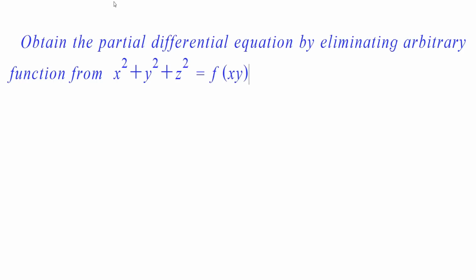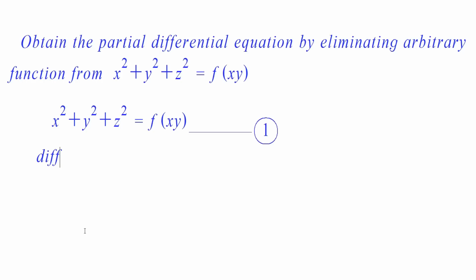Hello friends, here we are going to learn how to form a partial differential equation by eliminating arbitrary function. Obtain the partial differential equation by eliminating arbitrary function from x square plus y square plus z square is equal to f of xy. Here in this question, we have an arbitrary function f of xy. For obtaining a partial differential equation, we have to eliminate arbitrary function. For that, we are going to use partial differentiation.